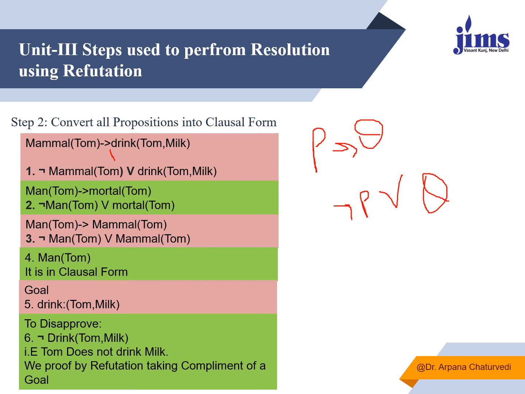Now fourth is Tom is a man. Our goal is to prove that Tom drinks milk. Our goal is, who drinks? Tom drinks milk. So we take the negative of this, that Tom does not drink milk. Now using this, that Tom does not drink milk, we keep on applying resolution.